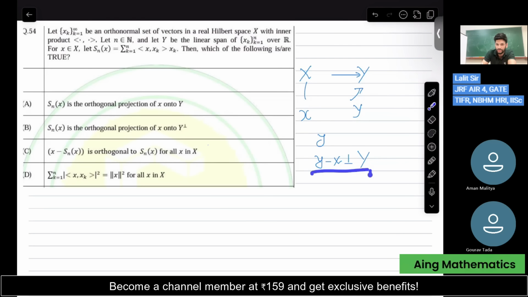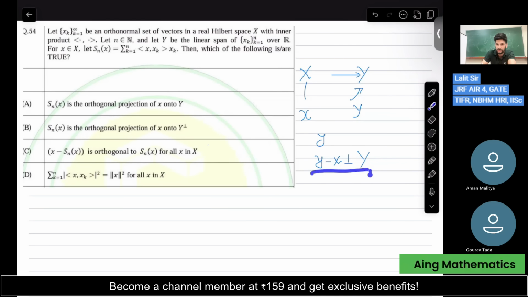So let me write the solution for A. S_n x, equal to the summation k from 1 to n of this, is the orthogonal projection of x onto Y if and only if S_n x minus x, or x minus S_n x, you can write either, is perpendicular to the whole space Y. I think A and C will be solved simultaneously.